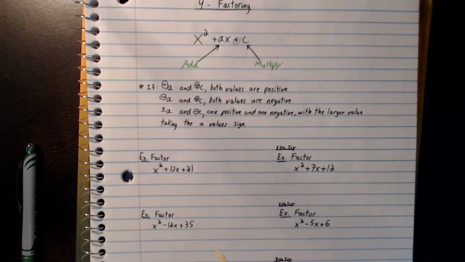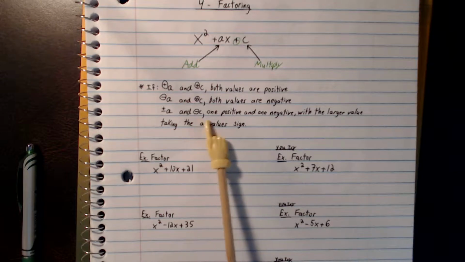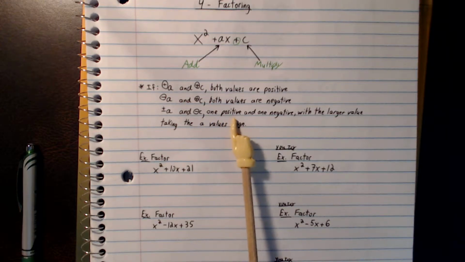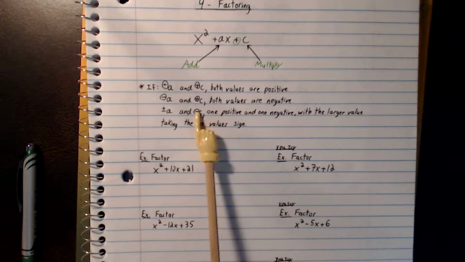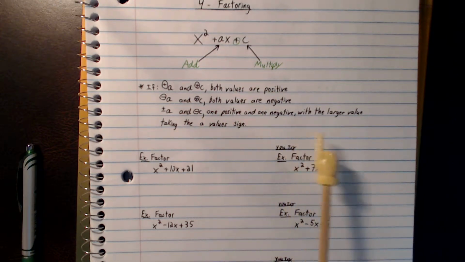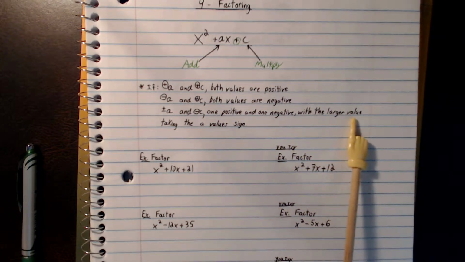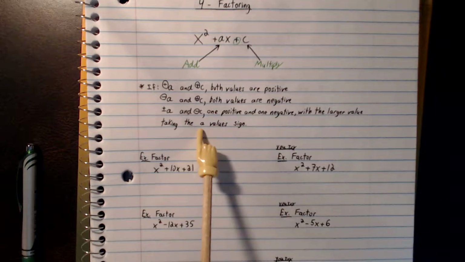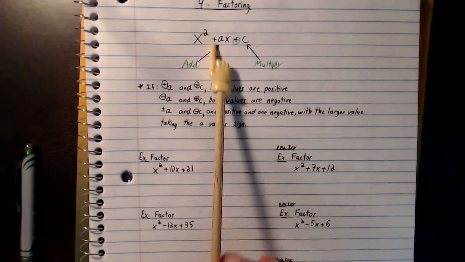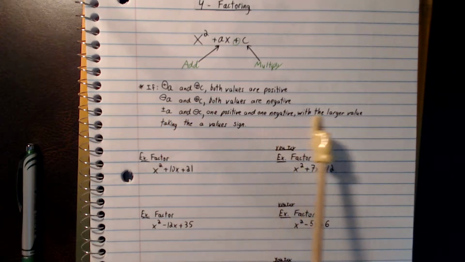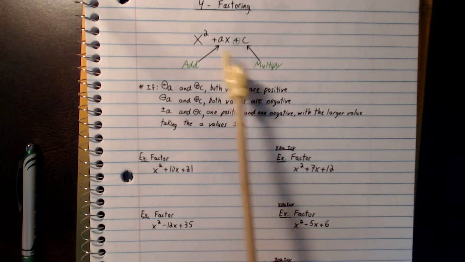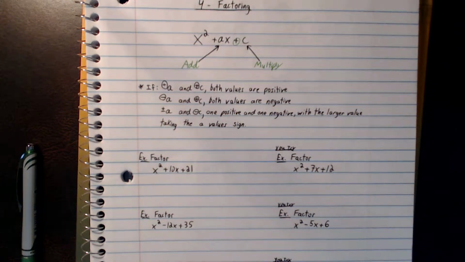And then finally, if we have, doesn't really matter what A is, it could be either positive or negative, but our C term is negative, one of our terms is positive, one will have to be negative to make that last term negative with multiplication, but the larger value will take the sign of A. Right? So if it's negative A, then we want the larger value to be negative. If it's positive A, the larger value should be positive. So I have a bunch of examples that we're going to look at.